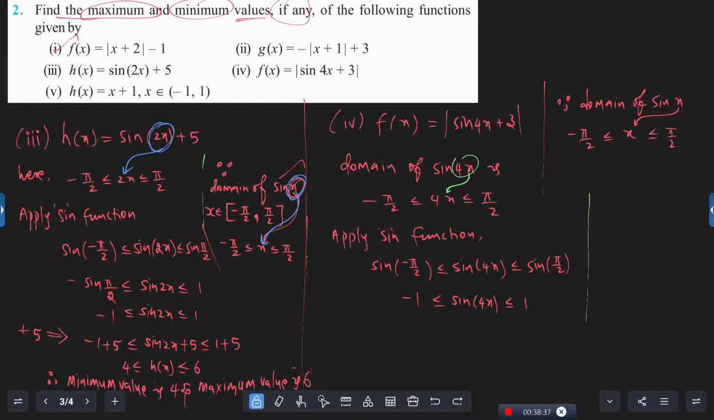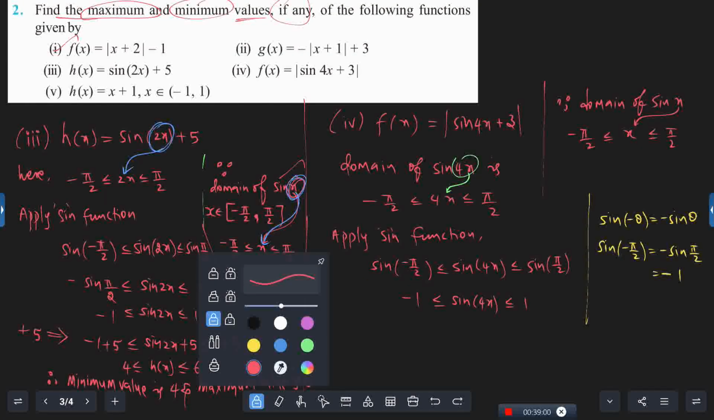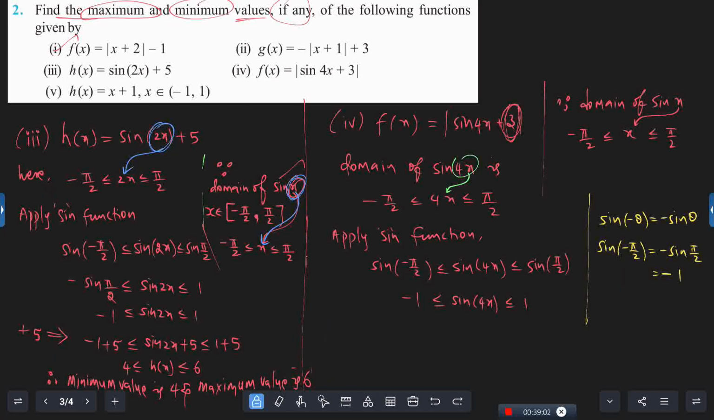Listen. Sine of minus theta is equal to minus sine theta. Same manner, sine of minus pi by 2 is minus sine pi by 2, which is minus 1. Understand? And since I have mentioned, if you want to take notes, you take. And there is a plus 3. Add 3 on both sides. Then minus 1 plus 3 less than or equal to sine 4x plus 3 less than or equal to 1 plus 3. So minus 1 plus 3 is 2.